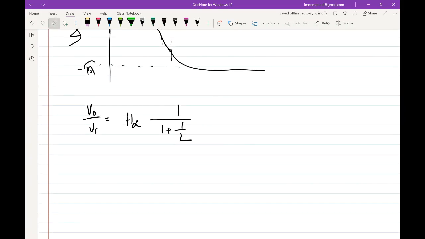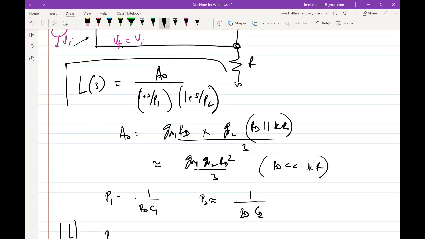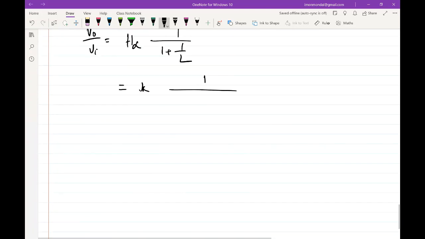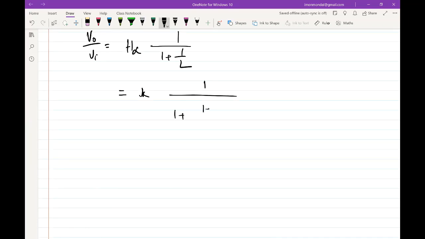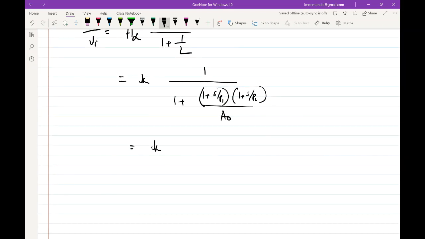right? So this becomes K times 1 over. Now I know that L is of this form. So I'll just use this form. Okay. So I know the A naught and P1, those are in terms of component values, but overall I know that this is of this form. So I'll use that. So this becomes 1 plus, okay. So I expand this. This becomes S squared by P2.